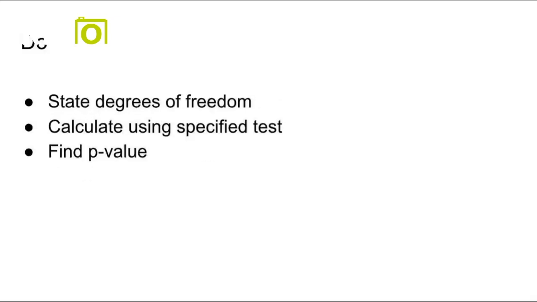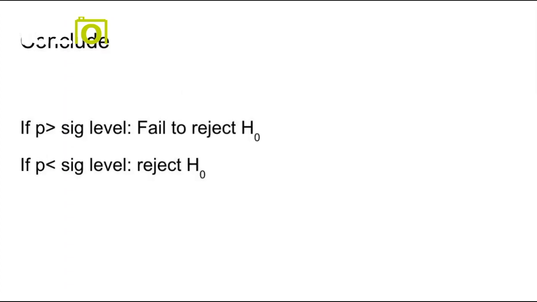In the do portion, state degrees of freedom, calculate using the specified test, and then find the p-value. In the conclude portion, if p is greater than the significance level, we fail to reject the null hypothesis. However, if p is less than the significance level, we find convincing evidence to reject the null hypothesis. Don't forget to include context in your conclusion.